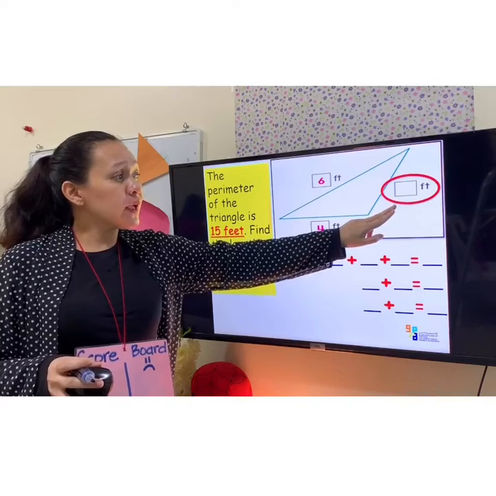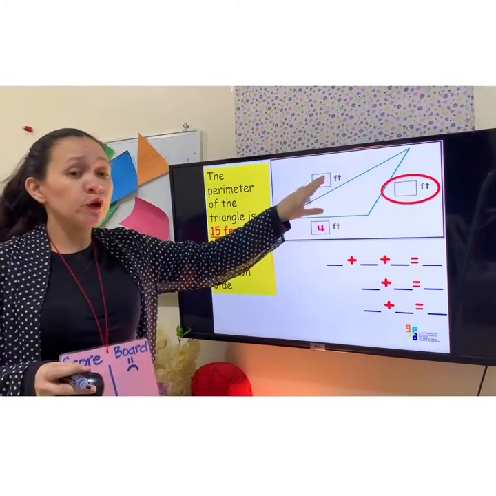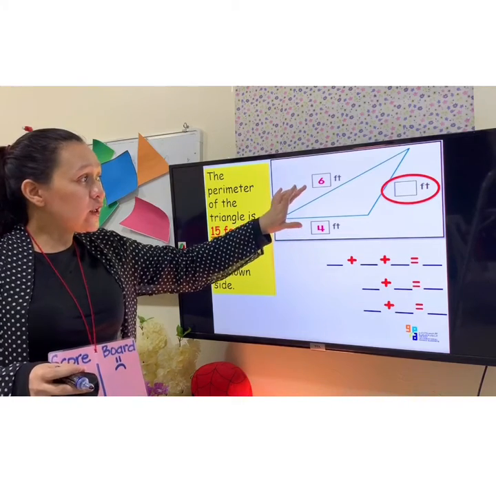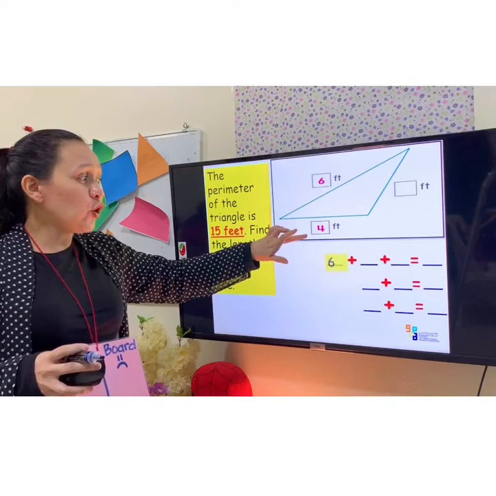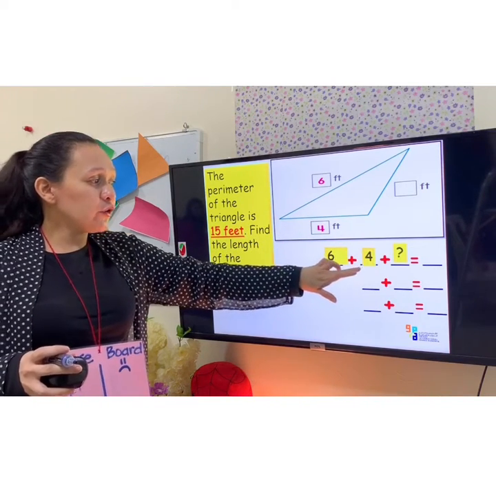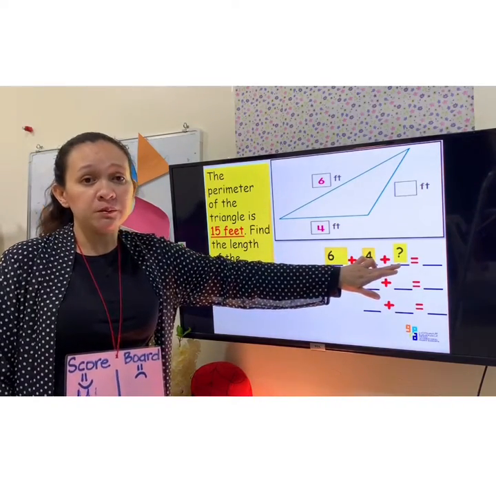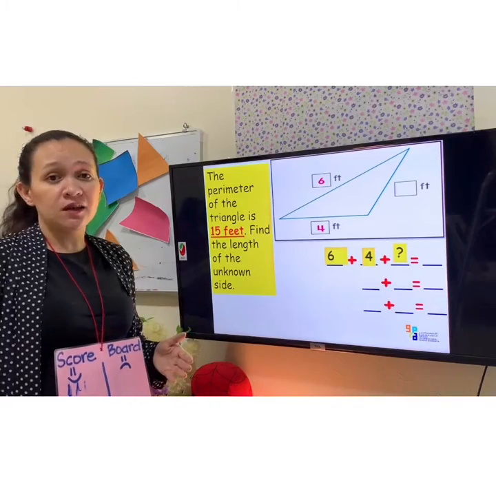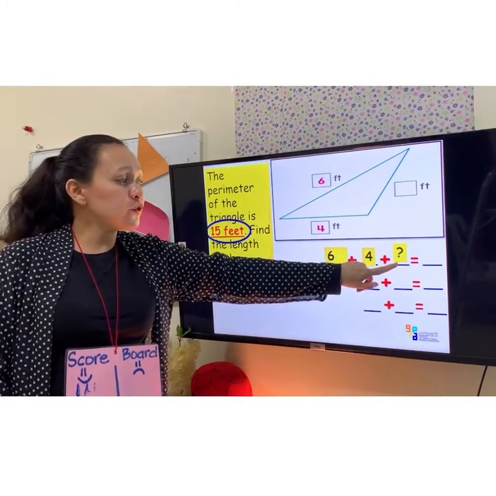To be able to get this unknown side, we have to know the length of the other side. So here, this is 6. And the other side is 4. So we are going to put here 6. And then here, 4. And after that, we are going to put here the unknown number. Since you don't know what is the number, you're going to put here question mark. Now let's move to the next.